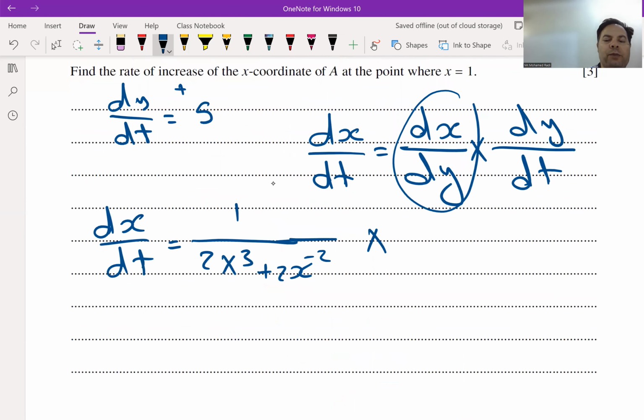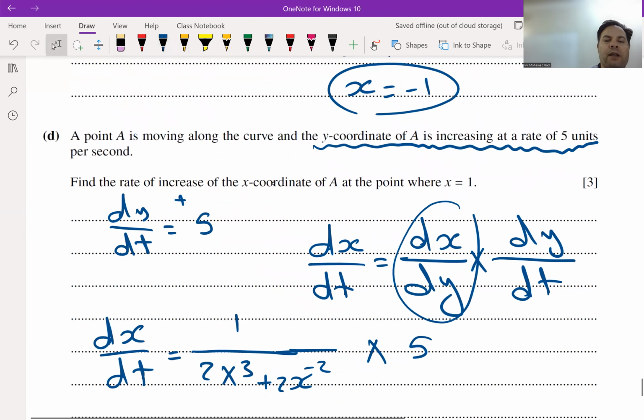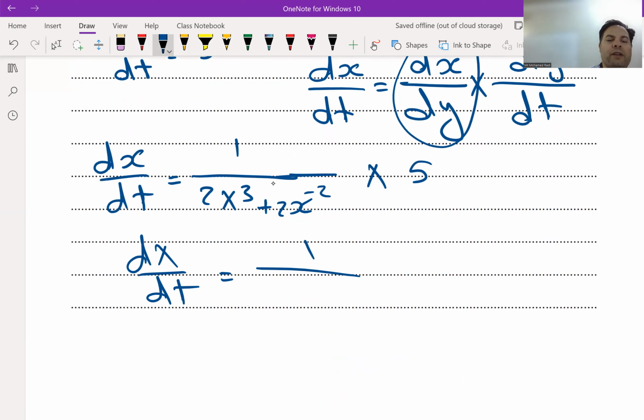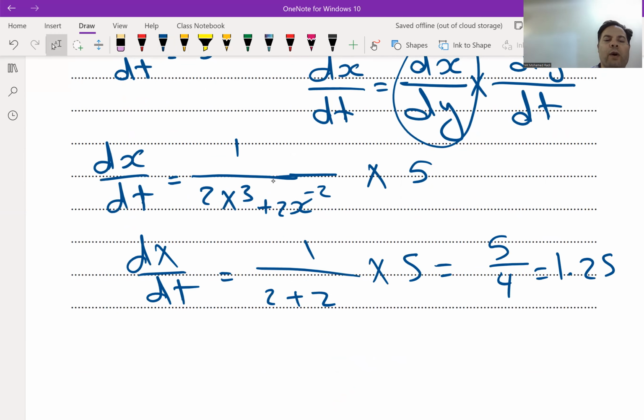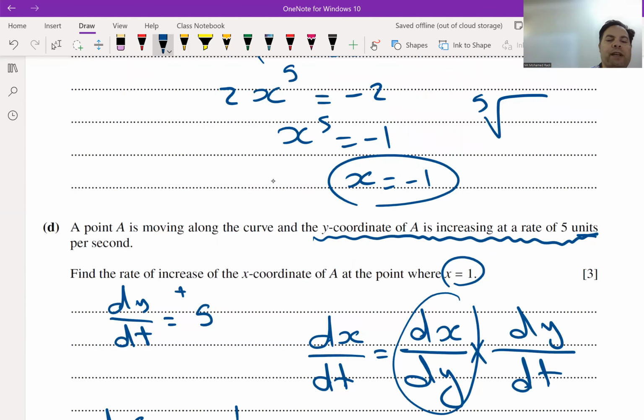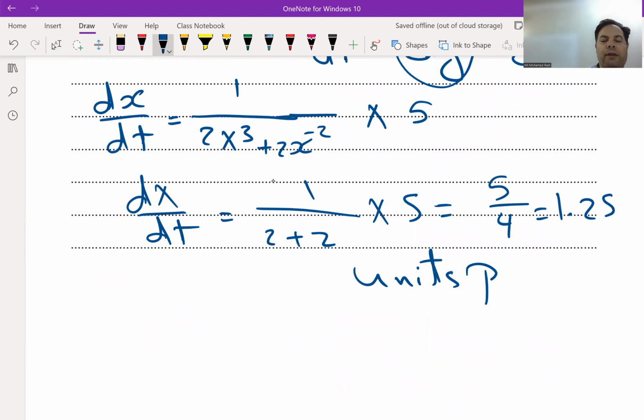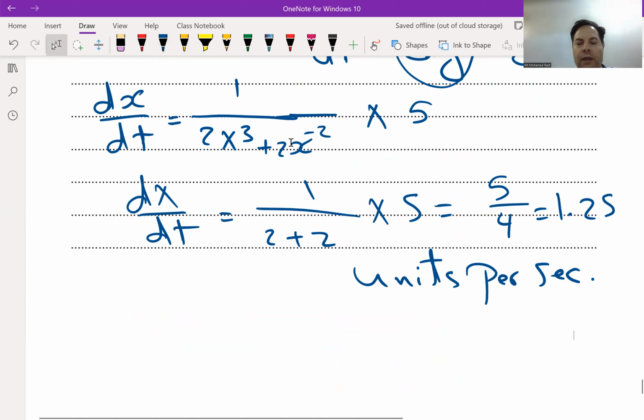Multiplied by dy by dt, 5 given, and it's given at x is equal to 1. So dx by dt is equal to 1 over, remove x and write 1 to be 2 plus 2, multiplied by 5. So the answer is 5 over 4, or you can write 1.25. What is the unit? Units per second. Just write units per second. 1.25 units per second. Thank you.